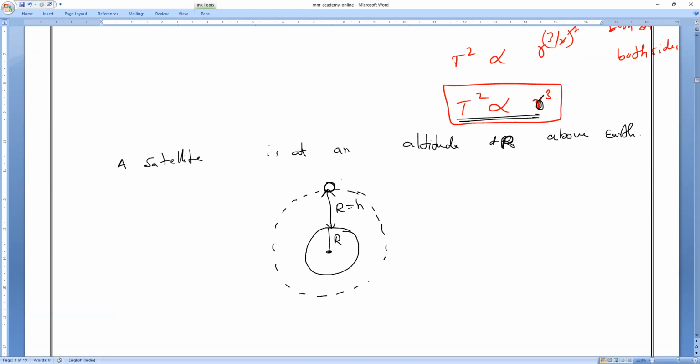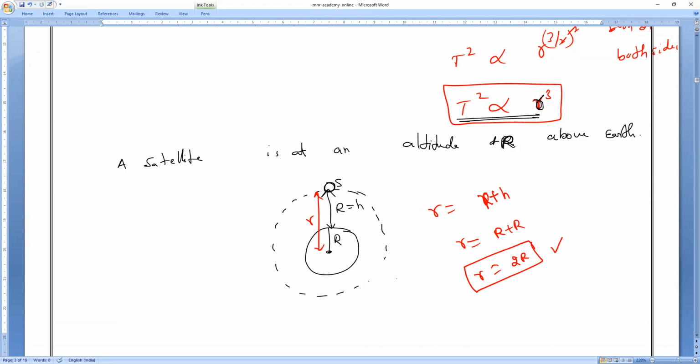So here the satellite is revolving. Now, can you tell me what is the distance? Small r is the total distance between the centers. r is equal to R plus h. So h is equal to R, so R plus R. Therefore r is equal to 2R. So that is what you have to remember.